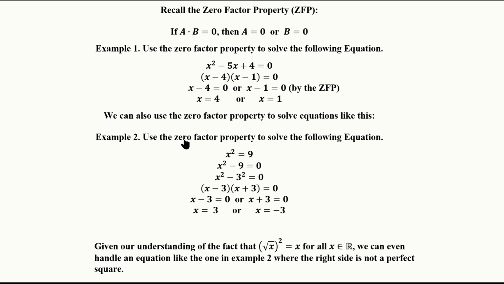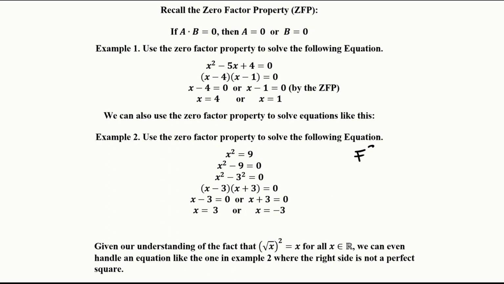Now, we can also use the zero factor property for an equation of this type. Let's say we have x squared equals 9. Then we know that we can take 9 to the left side and make it x squared minus 9 equals 0 by subtracting 9 from both sides. 9, of course, we can write as 3 squared. So now we notice that we have a difference of squares, so we have the formula which will enable us to factor such expressions.